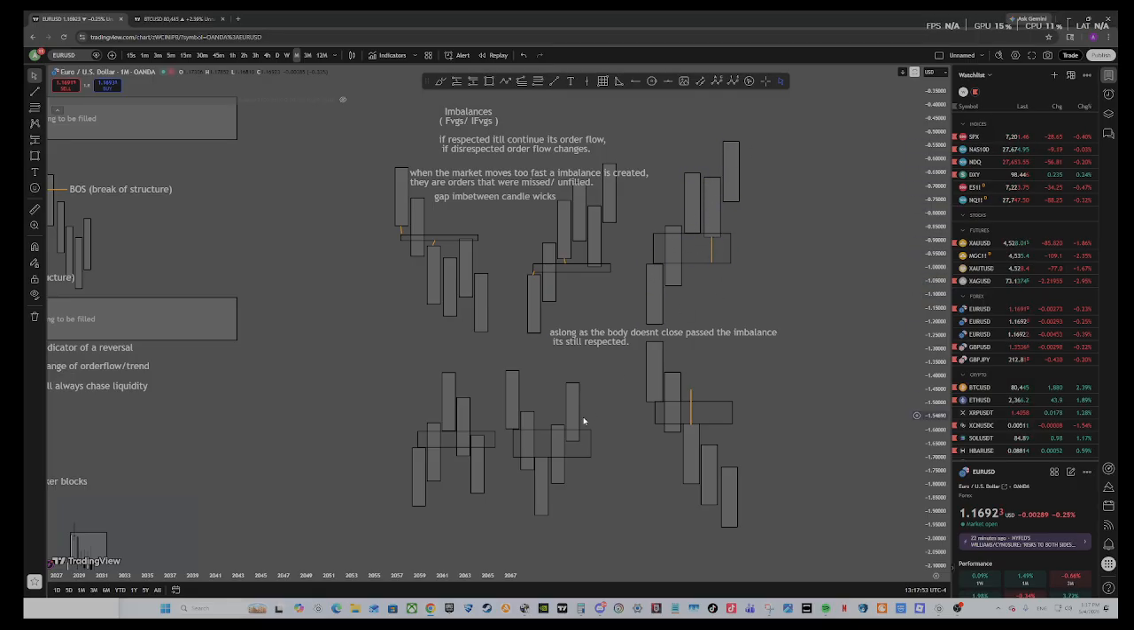Respects it, so it continues going its direction. Respects it, so it continues going its direction. What happens here? It closes way past the imbalance, goes down. Closes way past the imbalance, goes up. There we go. Now we understand imbalances, right? And fair value gaps and inverse fair value gaps, to be specific, you now understand it.